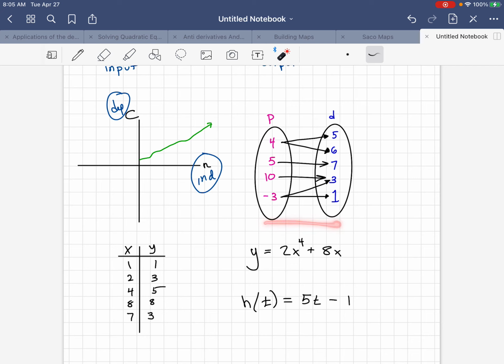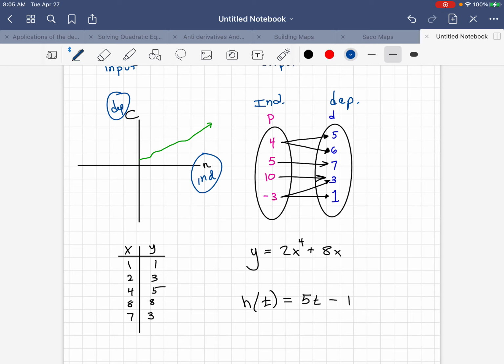In this mapping, you'll notice that the arrows are going towards the blue numbers, right? They start at the pink and they go to the blue. So that makes the input the pink. So these are the independent variables, and the blue would be the dependent variables.